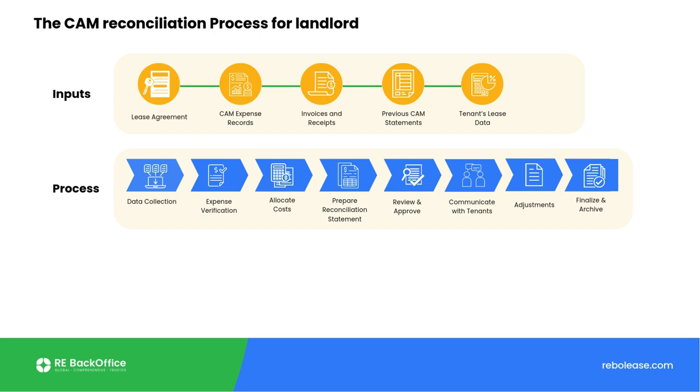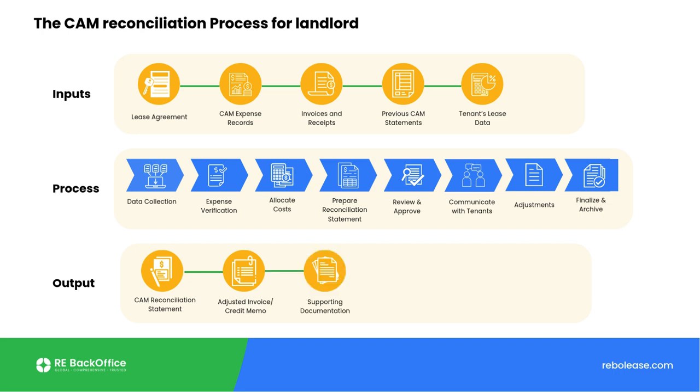The step after the process is output. CAM reconciliation statement. The finalized document detailing CAM charges and tenant allocations. Adjusted invoices or credit memos. Documentation of any credits issued or additional charges. Supporting documentation. Copies of all relevant invoices, receipts, and previous statements. Archived records. Organized storage of all documents for compliance and audit purposes.